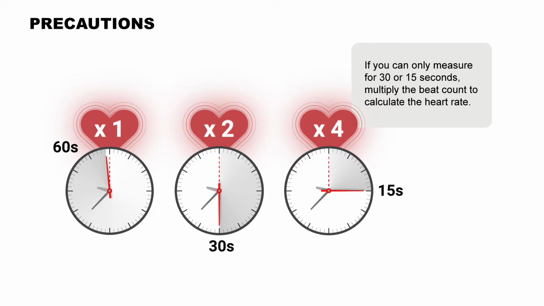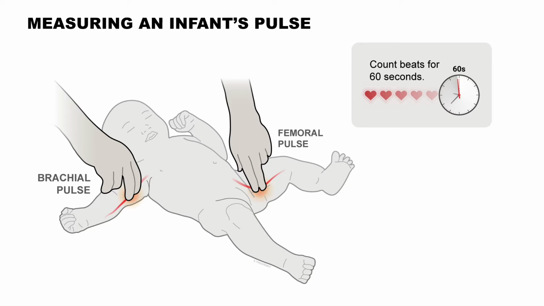You can also count for 30 seconds or 15 seconds and multiply the beat count to calculate the heart rate. In infants, the pulse is most easily measured in the brachial and femoral sites.